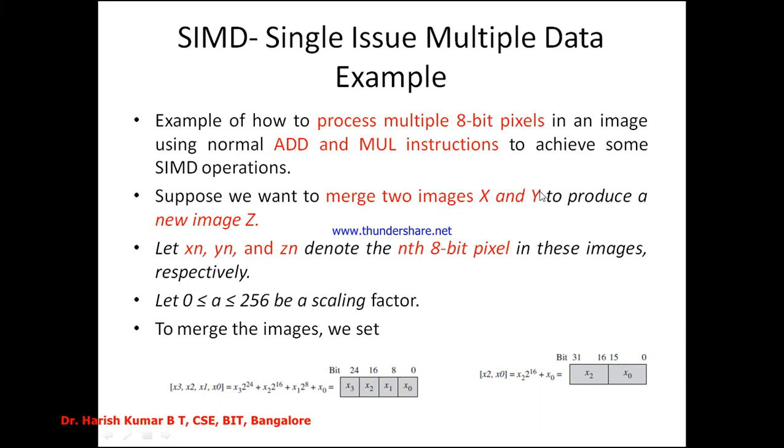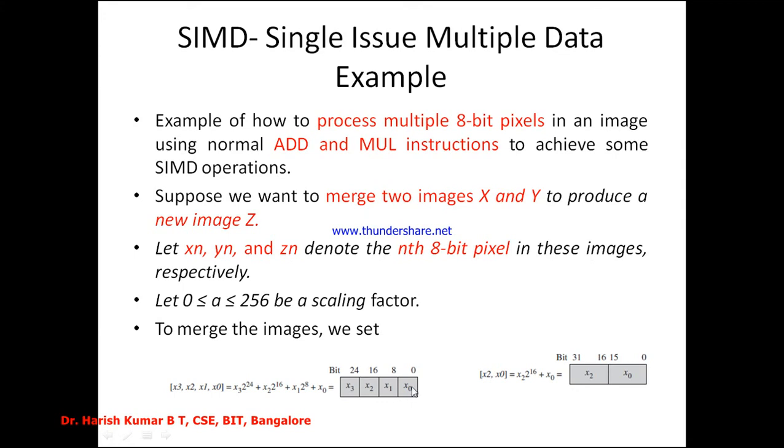In order to merge them and produce a new image, I have to deal with the 8-bit pixel. If it is a grayscale image, each pixel is an 8-bit pixel. That means the intensity value, when I say 8-bit, is 2 raised to 8. It varies from 0 to 255. The intensity values vary from 0 to 255. Now let xn, yn, and zn denote the nth 8-bit pixel in these images respectively.